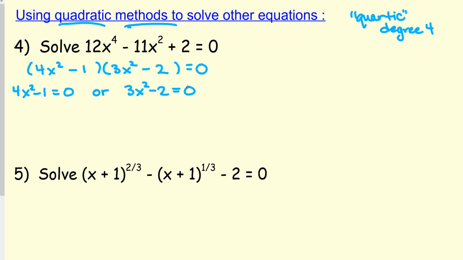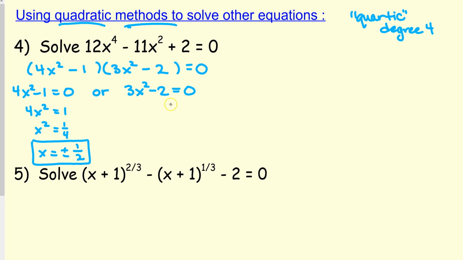And you might notice that each of these equations, because they have x squared in them but not x, can be solved by square rooting. So to solve by square rooting, we want to isolate the x squared. For the first equation, I'm going to add 1 to both sides. 4x squared equals 1. Then divide by 4. X squared equals 1/4. Now I can square root: x equals plus or minus the square root of 1/4, which is 1/2. So x equals plus or minus 1/2. There we have two answers.